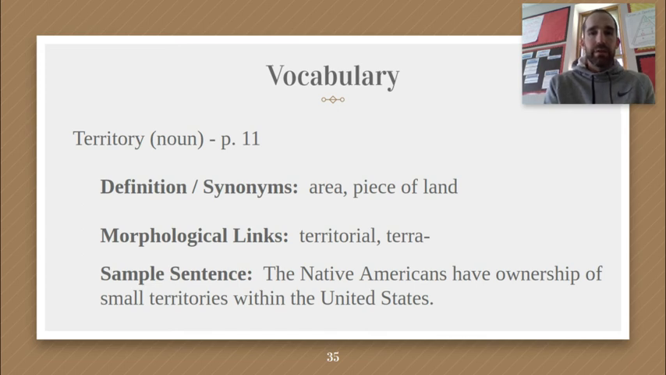A sample sentence here is that the Native Americans have ownership of small territories within the United States. So when we talk about Native Americans, they have reservations, is what they're often called, which is a piece of land within the United States that the Native Americans have that they own, that are still within the United States. So it is their territory. All right. Well, hopefully you learned something today and that you are getting your last sample sentence written.